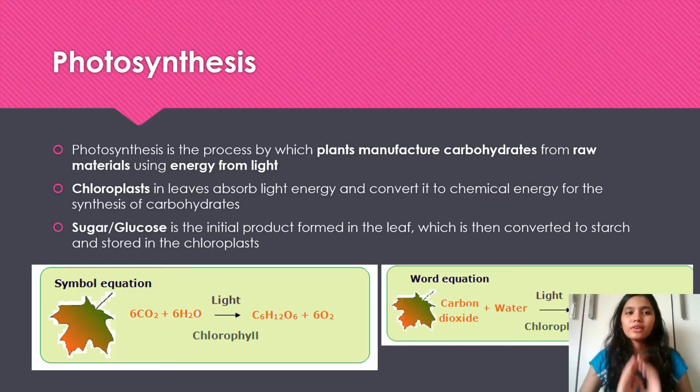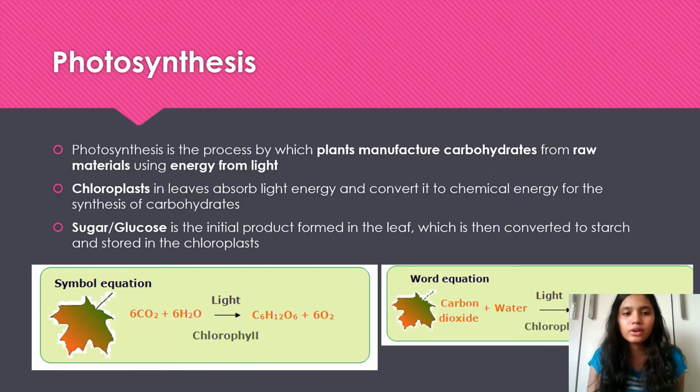Okay, so when you look at the topic, the chapter's name is plant nutrition. Now, the first word that comes to your mind when you say plant nutrition is photosynthesis, because it is the process by which plants manufacture carbohydrates from raw materials using energy from light. So basically, this chapter revolves around photosynthesis and its dynamics. So you need to be extremely thorough with the concept.